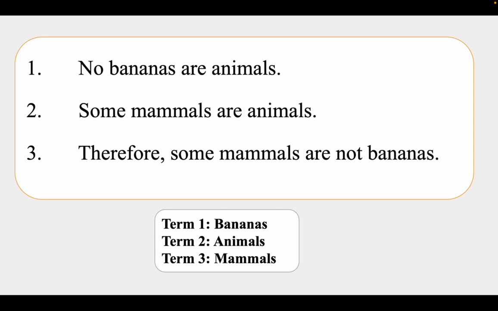Consider the following argument. No bananas are animals, premise 1. Some mammals are animals, premise 2. Conclusion 3, therefore some mammals are not bananas. Notice that bananas is mentioned twice, 1 and 2. It occurs twice. Animals, the term animals, also 1 and 2. It occurs twice. And mammals, 1 and 2. It occurs twice.